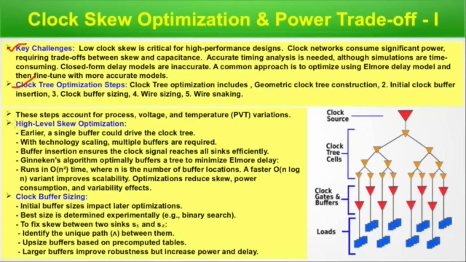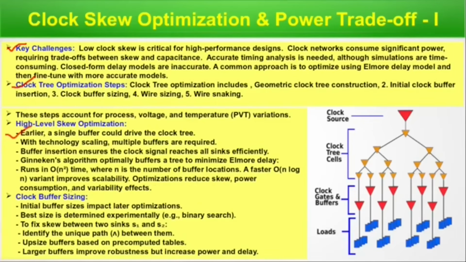Now, high-level skew optimization. Earlier, a single buffer was enough to drive the clock tree. Now, with technology scaling, multiple buffers are required. Buffer insertion ensures that the clock signal reaches all sinks efficiently. Van Ginneken's algorithm optimally buffers a tree to minimize Elmore delay and runs in O(n squared) time, a quadratic relation, where n is the number of buffer locations. A faster O(n log n) variant improves scalability. These optimizations reduce skew, power consumption, and variability effects.